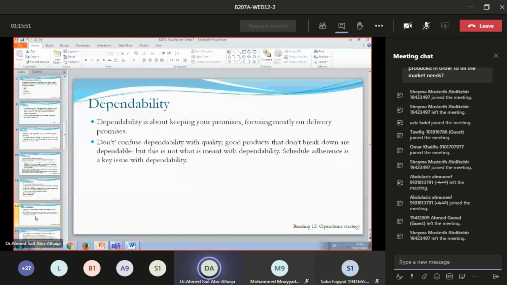Okay. I think finally, or before finally, it is about dependability. They say dependability is about keeping your promises. Keeping what? Your promises. And one of the important dimensions of dependability is about time. Schedule adherence is a key issue with dependability.